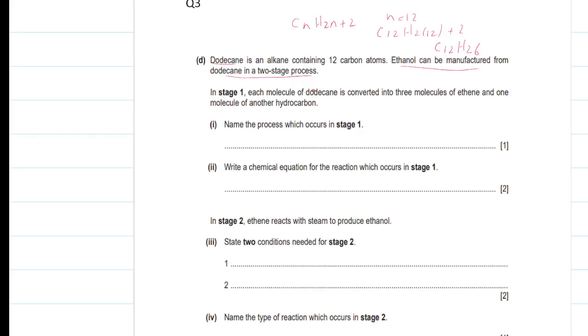Here you can see the dodecane that has been broken down into smaller hydrocarbons. The process in which the larger hydrocarbon is broken down into smaller hydrocarbons is called cracking, right? Write a chemical equation for the reaction which occurs in stage 1.